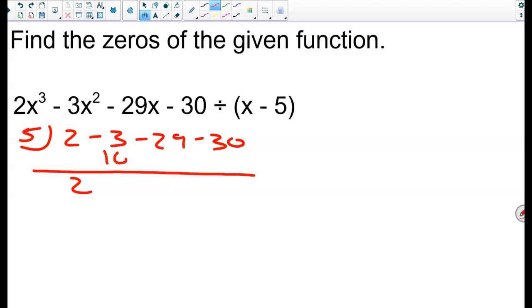5 times 2 is 10. Negative 3 and 10 is 7. 7 times 5 is 35. Negative 29 and 35 is 6. 6 times 5 is 30. And that's 0. And we're going to factor what's left: 2x squared plus 7x plus 6.